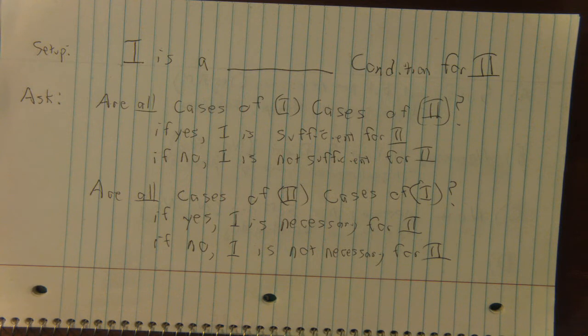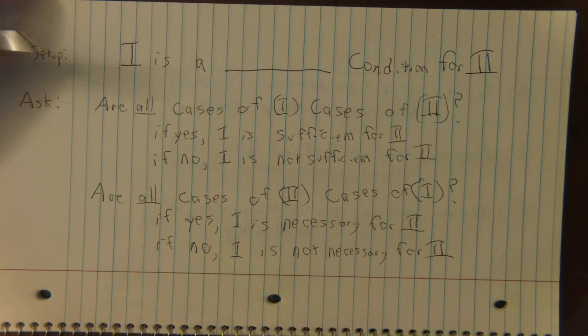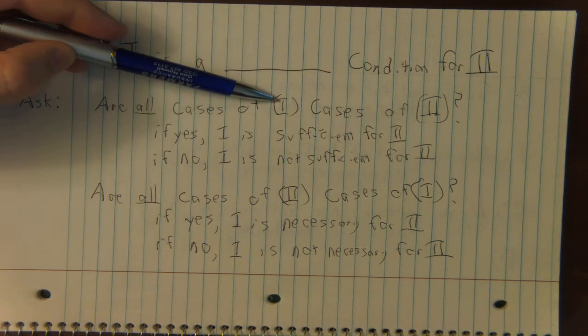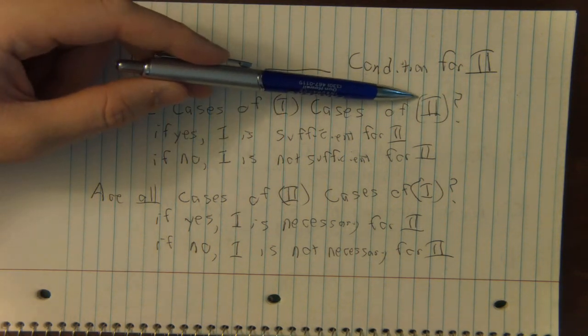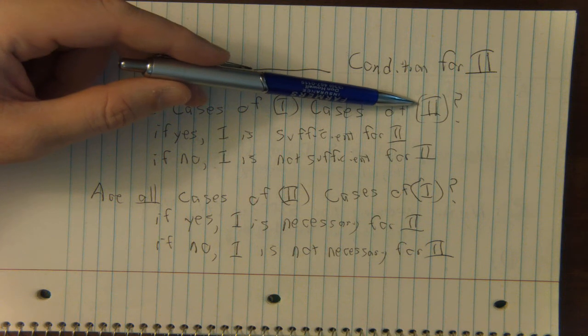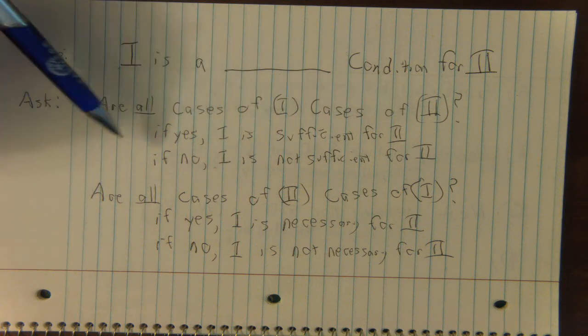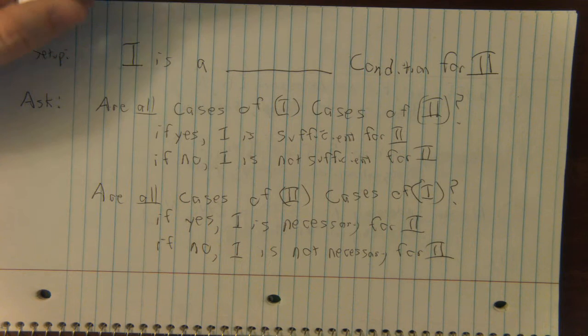By contrast, try this one. And really, if you want to try it, hit the pause button. Being tall is a blank condition for being a professional basketball player. Are all cases of tall people cases of professional basketball players? No, of course not. Major league pitchers are pretty tall too. A lot of non-athletes are tall. So we answered no, it's not sufficient.